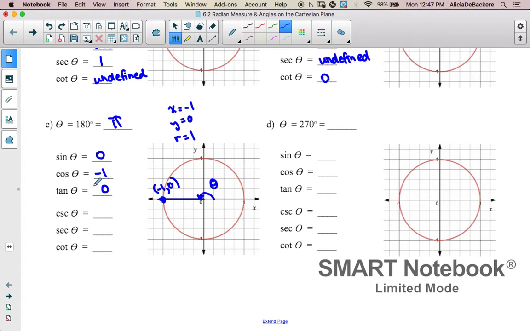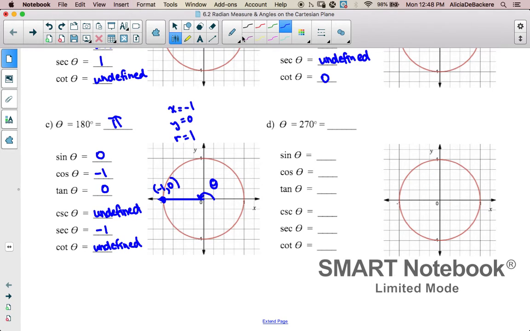And then cosecant, just doing the reciprocal of these. So 0 over 1, the reciprocal is undefined. And then the reciprocal of negative 1 over 1 is negative 1. And then the reciprocal of 0 over negative 1 is negative 1 over 0, which is undefined. You can't divide by 0. All right, moving on to 270.